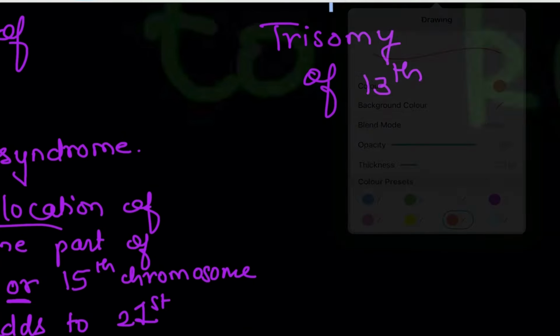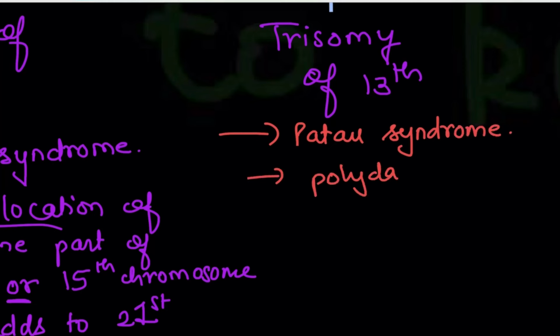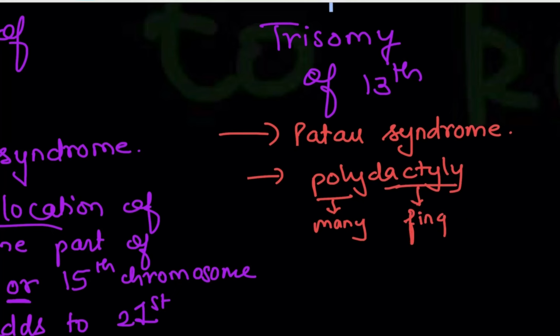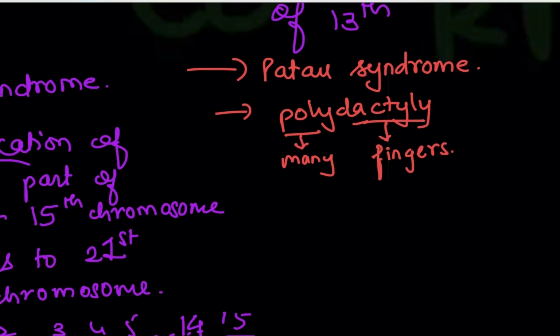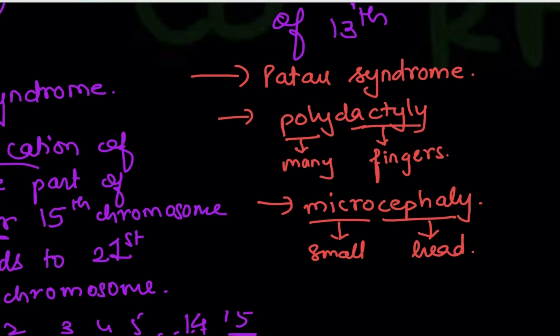Lastly, trisomy of 13th is known as Patau syndrome. In this syndrome you will see polydactyly. Poly, write down, means many. Dactyly is fingers. So many fingers. The person will have more than 10 fingers. And they will have microcephaly. Micro means small. Cephal means head. So they will have a small head with many fingers.